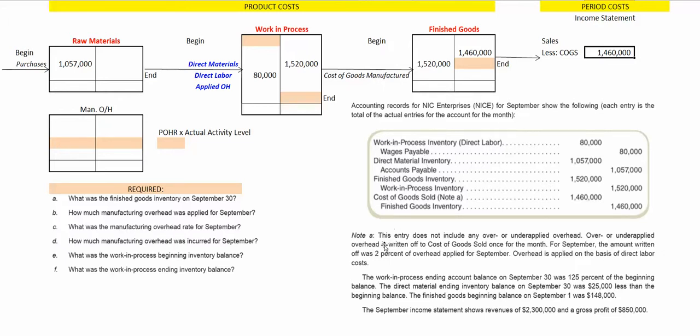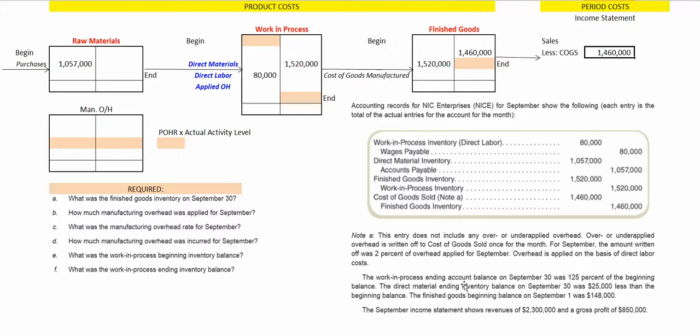We're told that this entry does not include any under or over applied overhead, and that any over or under applied overhead we will close off to cost of goods sold. We'll hold on to that. We're told that it amounts to 2% of the applied overhead, and that we apply overhead on the basis of direct labor hours, or cost rather. Let's go ahead and pick up the additional information down here.